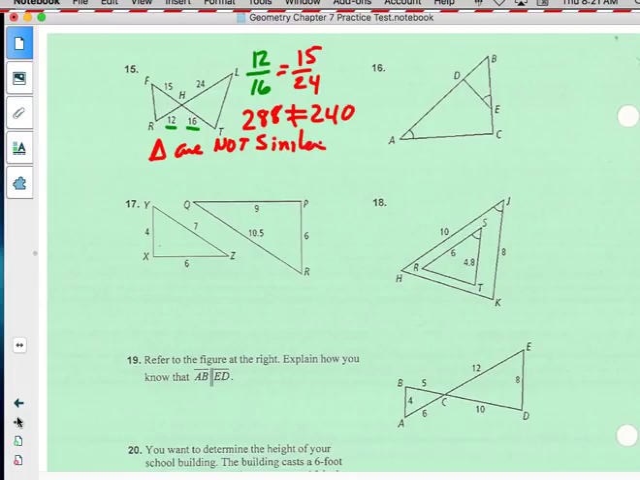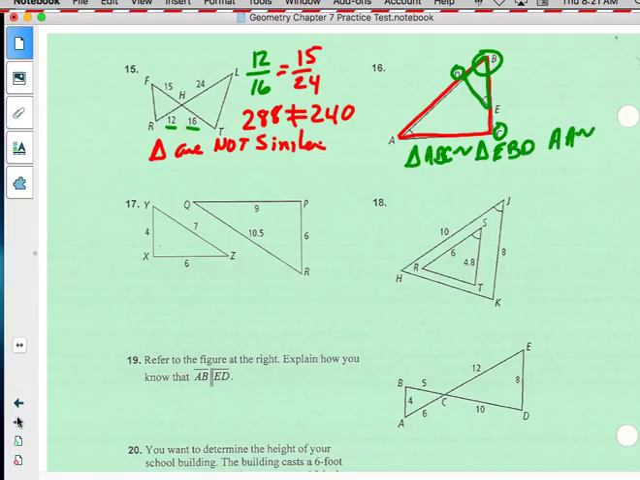Okay. Now in this next one, I'm looking at this, and they're asking if this triangle is similar to this triangle. And angle B is the same angle in both triangles. Angle D here corresponds to angle C there. And because of angle-angle similarity, I have the two triangles similar. So triangle ABC is similar to triangle EBD because of angle-angle similarity.